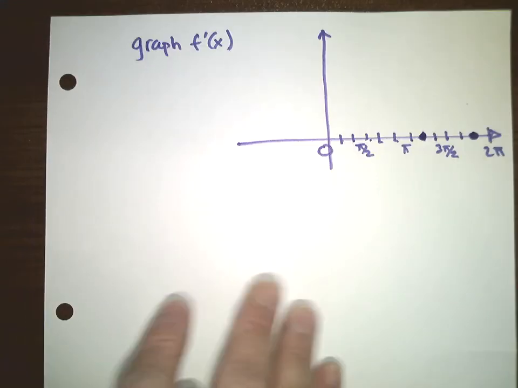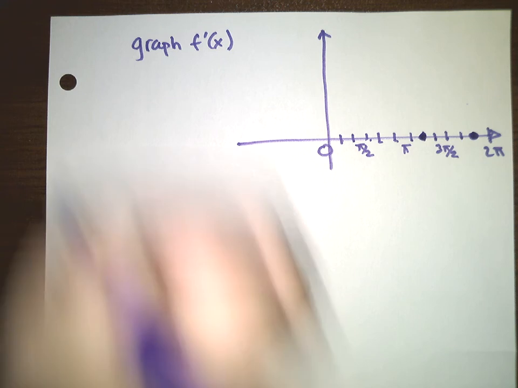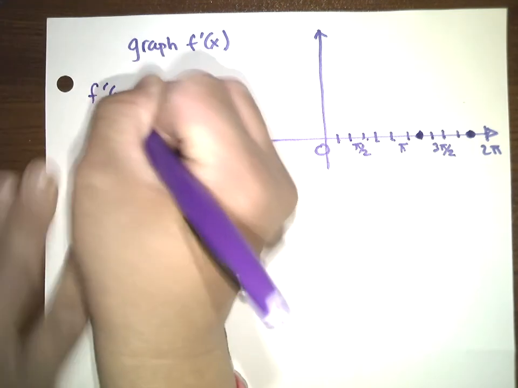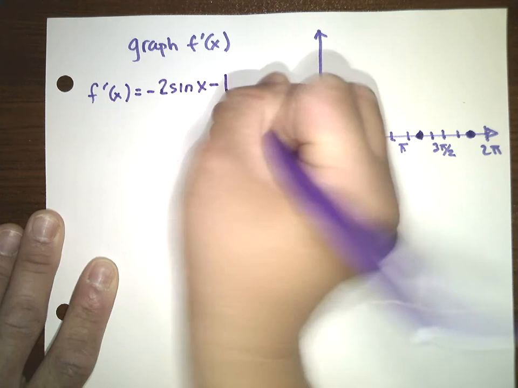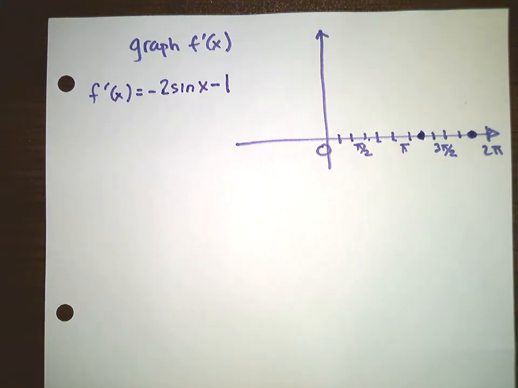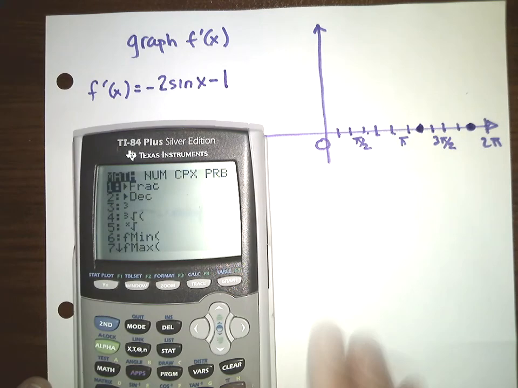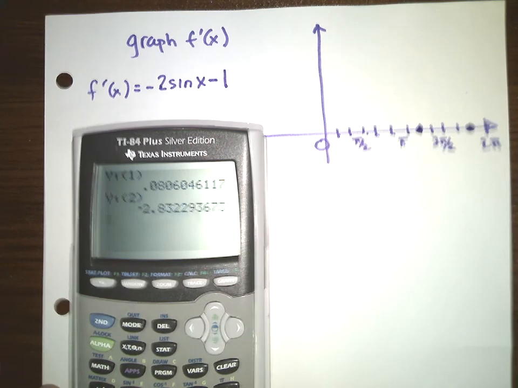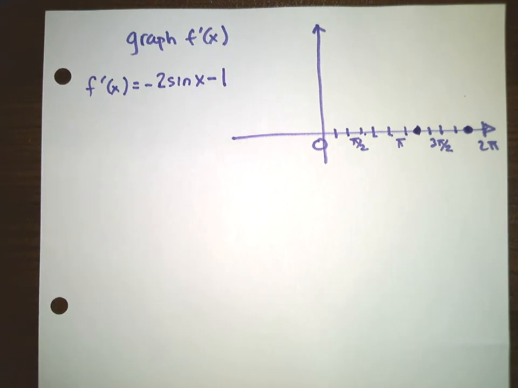So you can pick a bunch of numbers if you would like. So f prime of x was negative 2 sine of x minus 1. So here we go. And by the way, if you want to use a calculator, you can use a calculator.